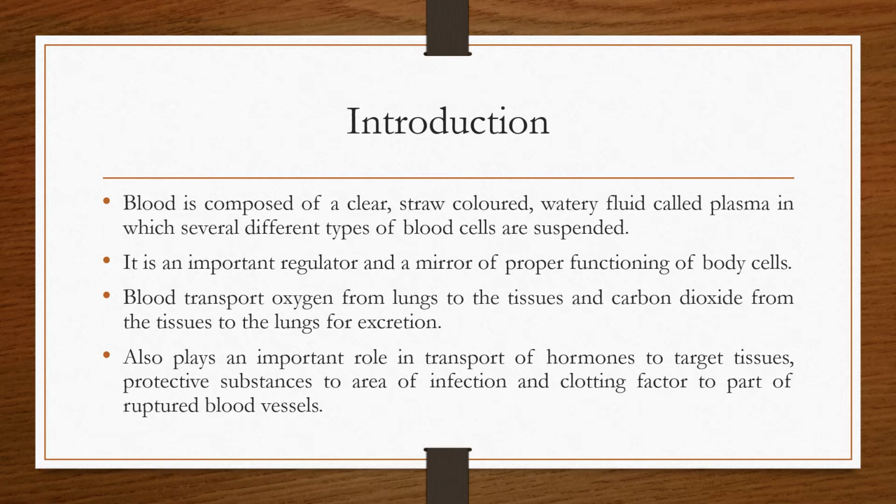Blood transports oxygen from lungs to the tissues and carbon dioxide from tissue to the lungs for expiration. Also, blood plays an important role in the transport of different hormones to target tissues, protective substances to areas of infection, and clotting factors to a part of a ruptured blood vessel.